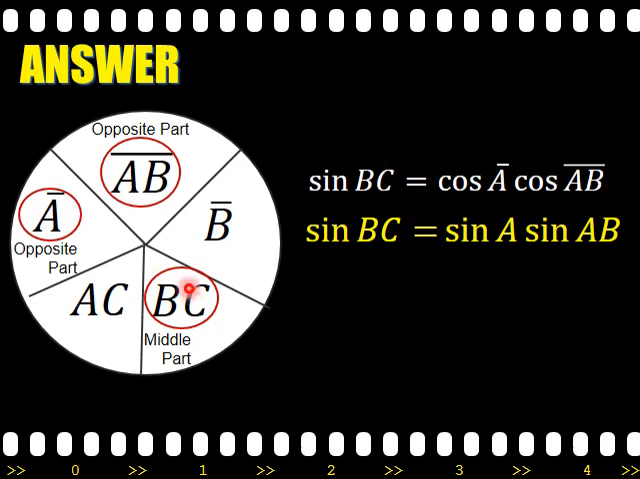So this is our answer. In our given, if the middle part is BC, it means our opposite parts are AB bar and A. So when we write the first rule as an equation, it becomes sine BC equals cosine A bar, cosine AB. If we change this, again the goal is to remove the bars, and we use a cofunction. The cofunction of cosine is sine. We remove the bar on A. The cofunction of cosine here is again sine. We remove the bar, so here it becomes just AB. So the final answer is sine BC equals sine A, sine AB.